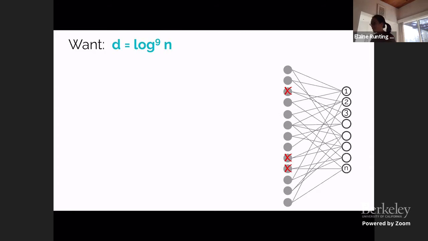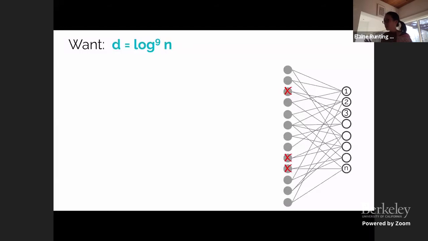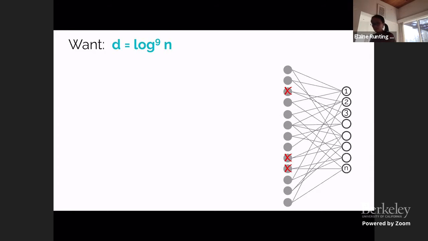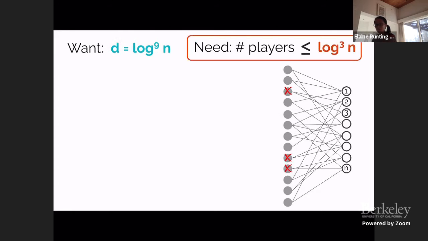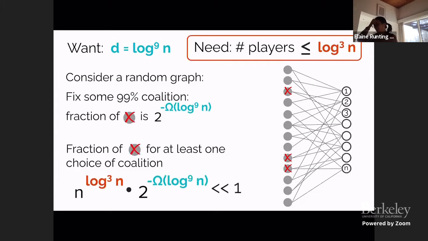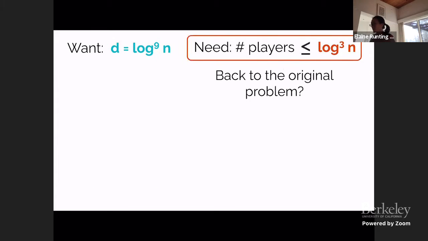Okay, yeah, this is coming to the end. I'll skip the calculation, but the point is, if we want a polylog size committee, we can show that you want to start with polylog players, roughly speaking, log cube players. You cannot start with n players, because otherwise there are just too many combinations the adversary can choose. And so it seems like we haven't made any progress, because what we need here is to be able to select a preliminary committee that's log cube size. So we're back to the same problem.